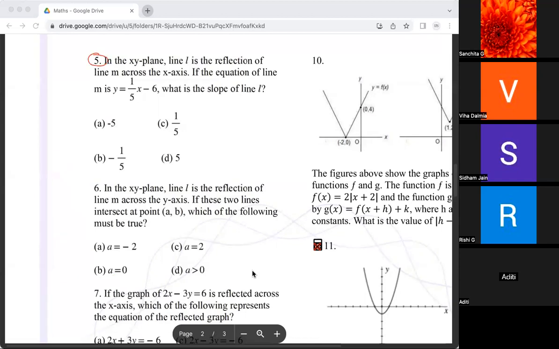I wanted to practice question 5 and 6 super quickly. This is just like a recap.